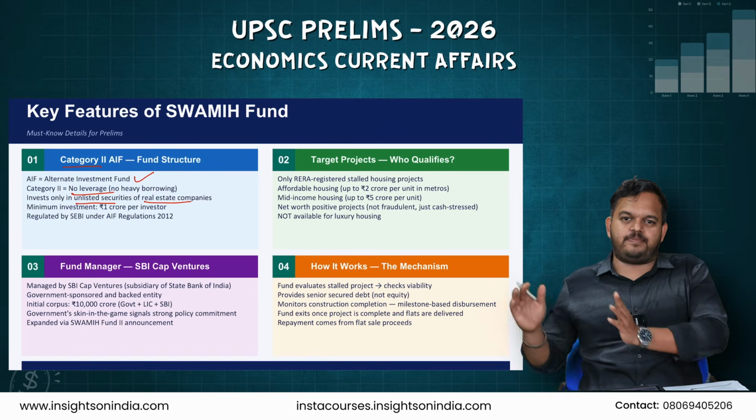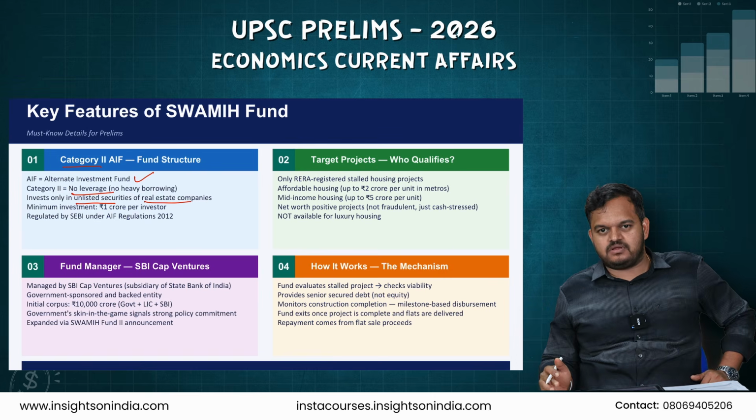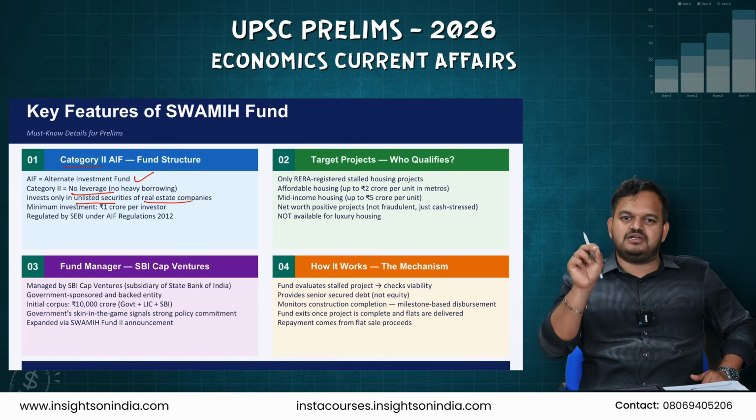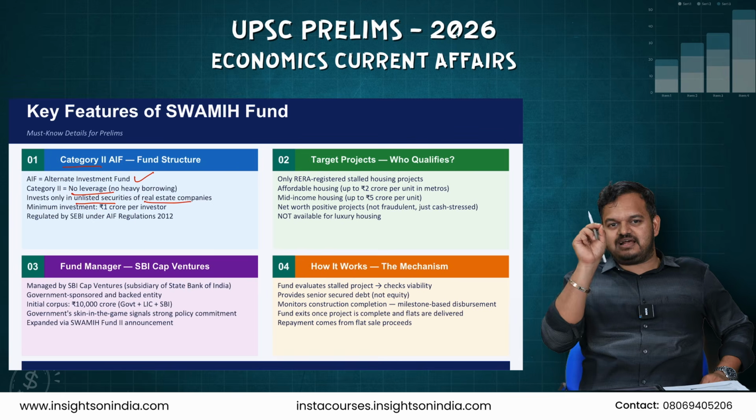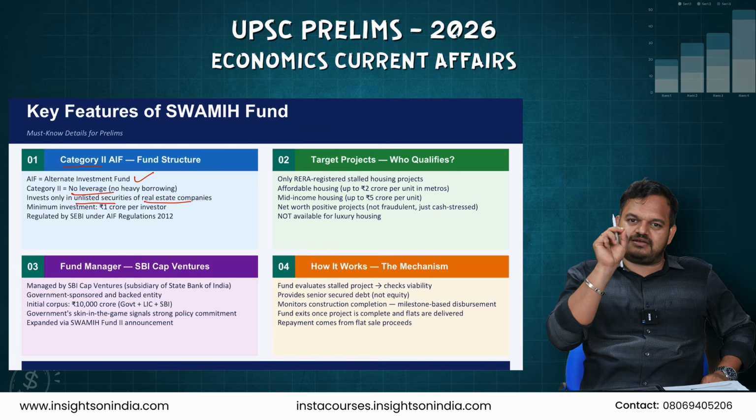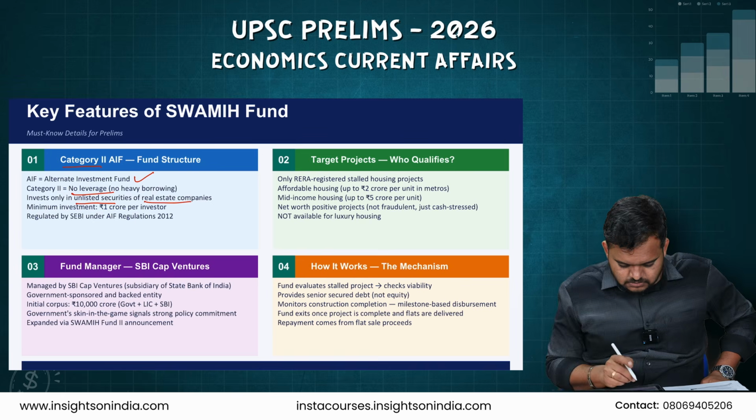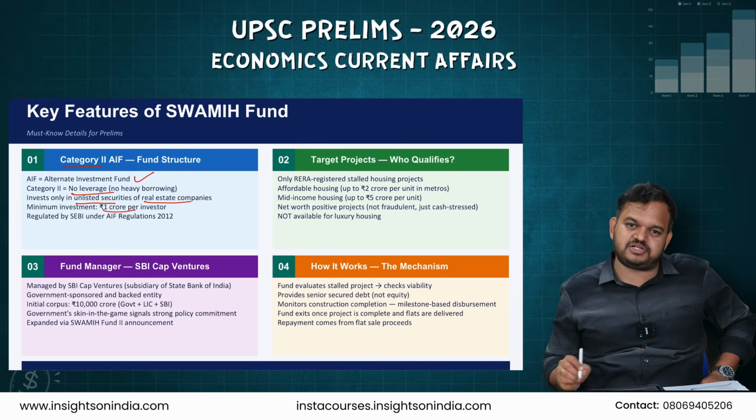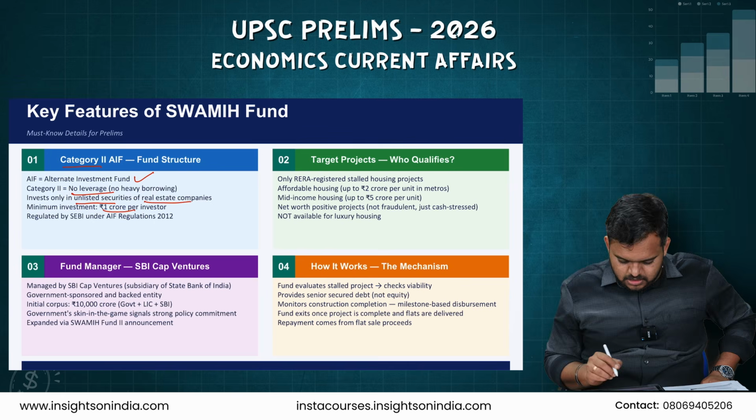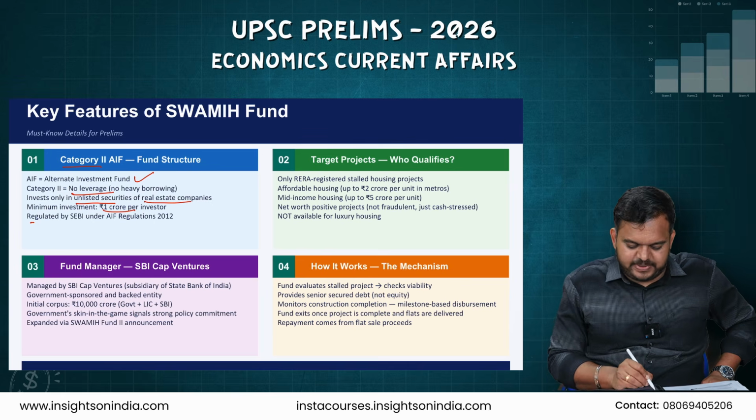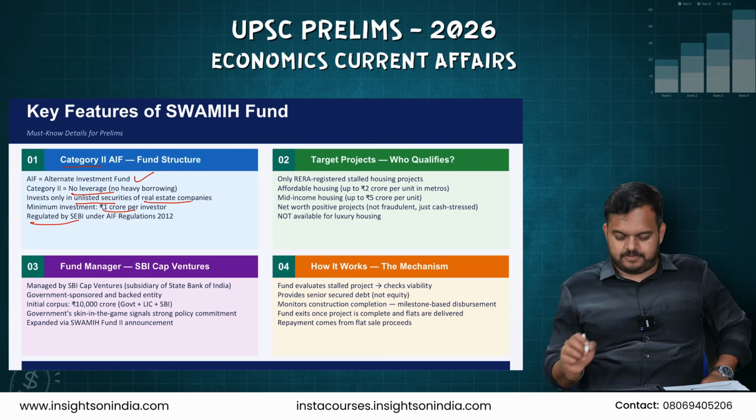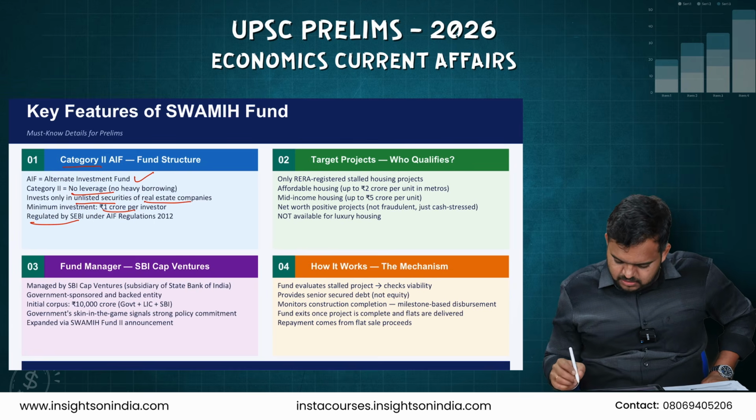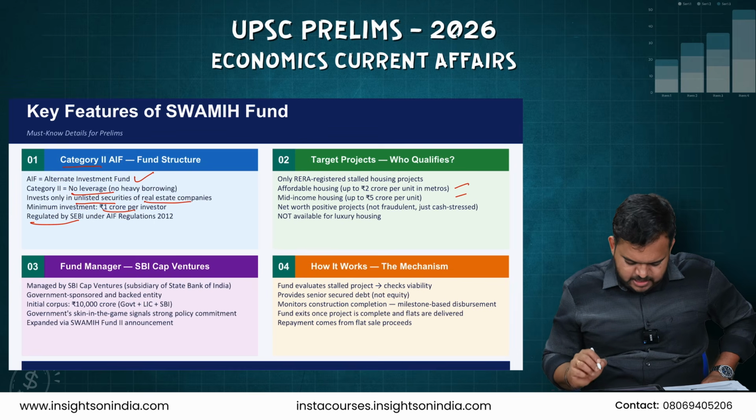Unlisted means they are not part of any stock exchange. These category 2 AIFs are not heavily leveraged, and they are invested in unlisted real estate projects. Minimum 1 crore per investor. Regulated by SEBI because it is an investment fund. Affordable housing targets, no need to worry about that.